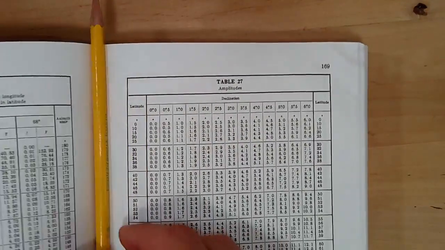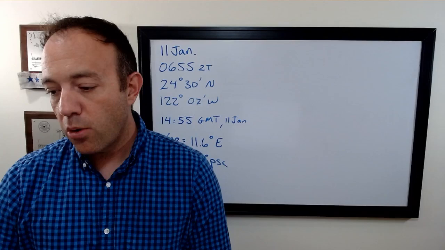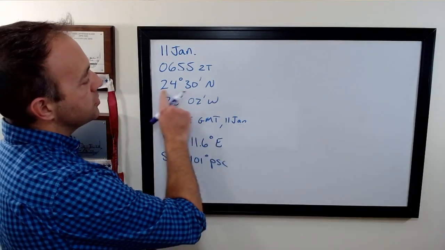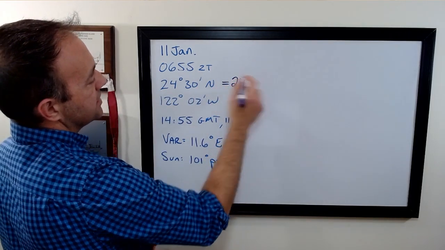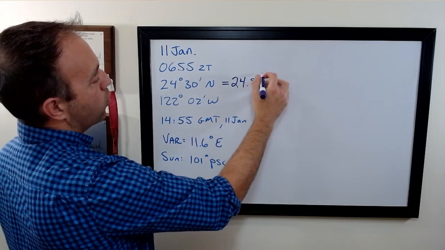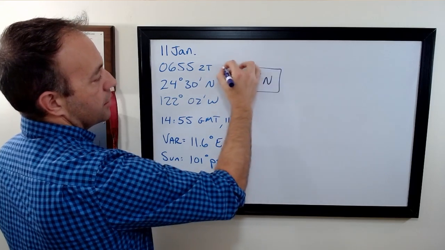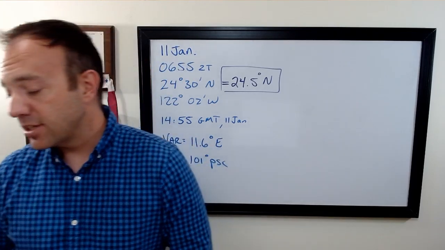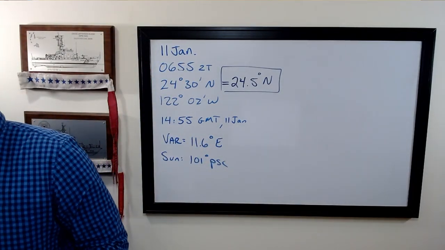So we'll put this table on hold just for now while we go on a quest for some more information, right? So it said we needed our declination and our latitude. Well, our latitude is given, but it's given in degrees and minutes, and we need it in degrees and decimals. So this turns out to be 24.5 degrees north. So we got our latitude. That's mission number one. Declination is a little trickier. Declination is going to be found in the Nautical Almanac.